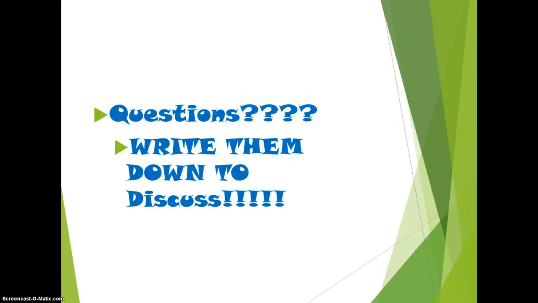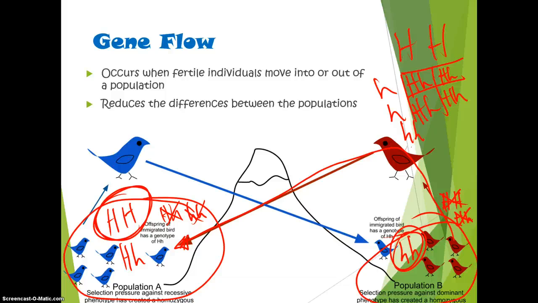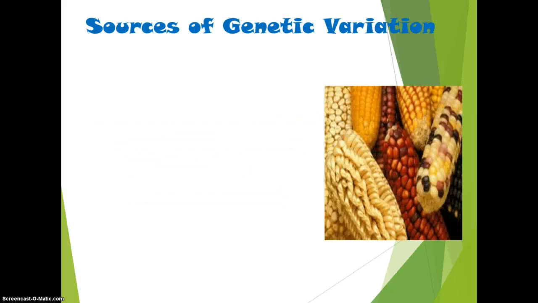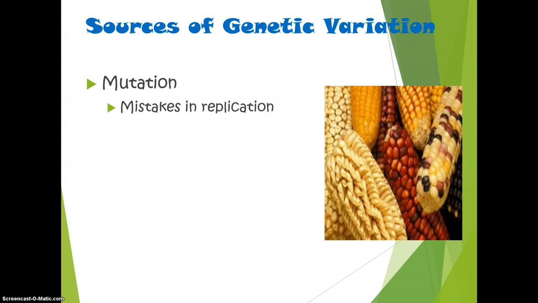All right, sorry, you probably need that. I'd pause it because I'm going to move on. There's not much more to say. All right, questions? Write them down so that we can discuss them. All right, so sources of genetic variation.